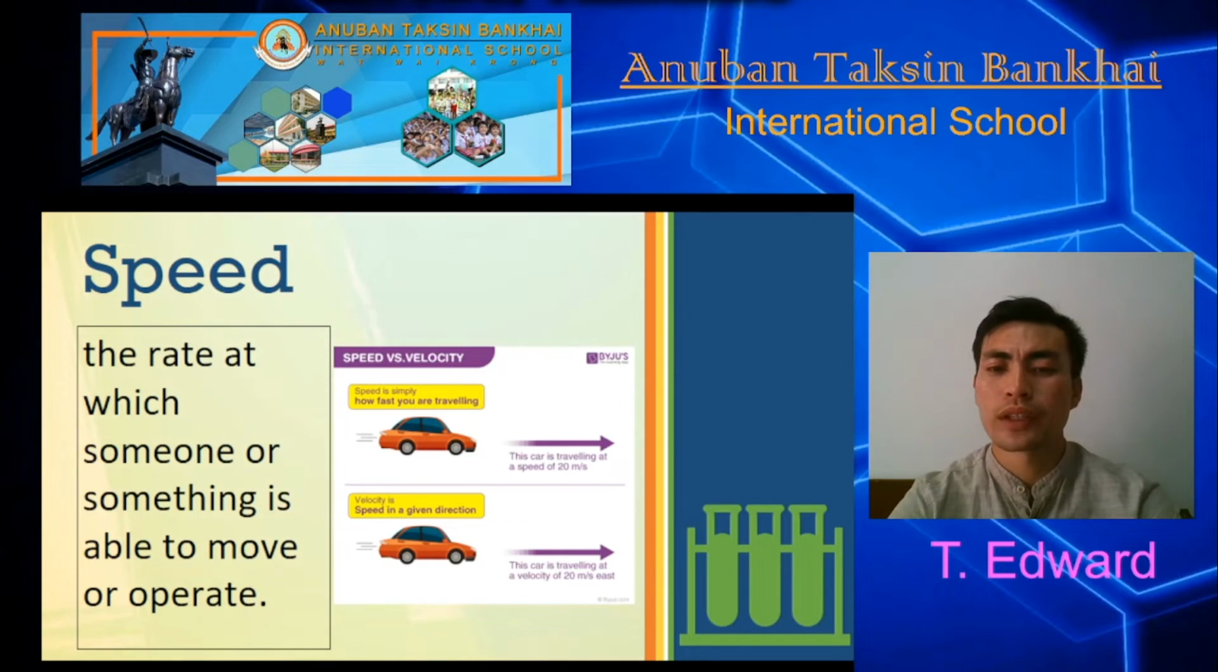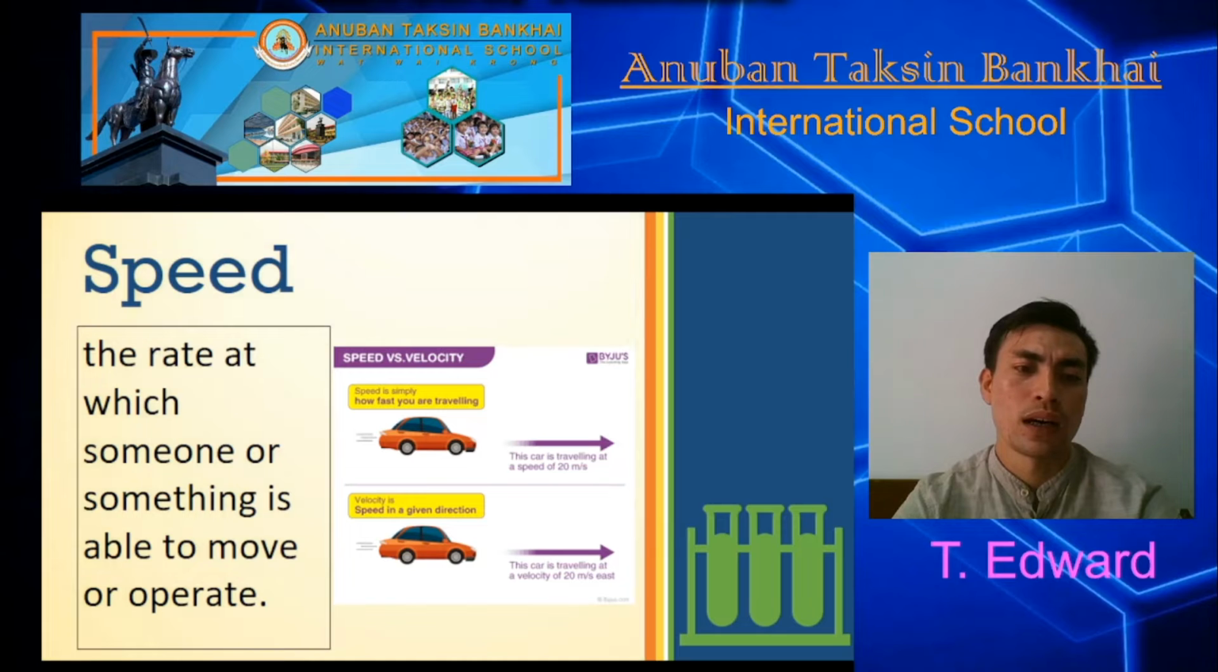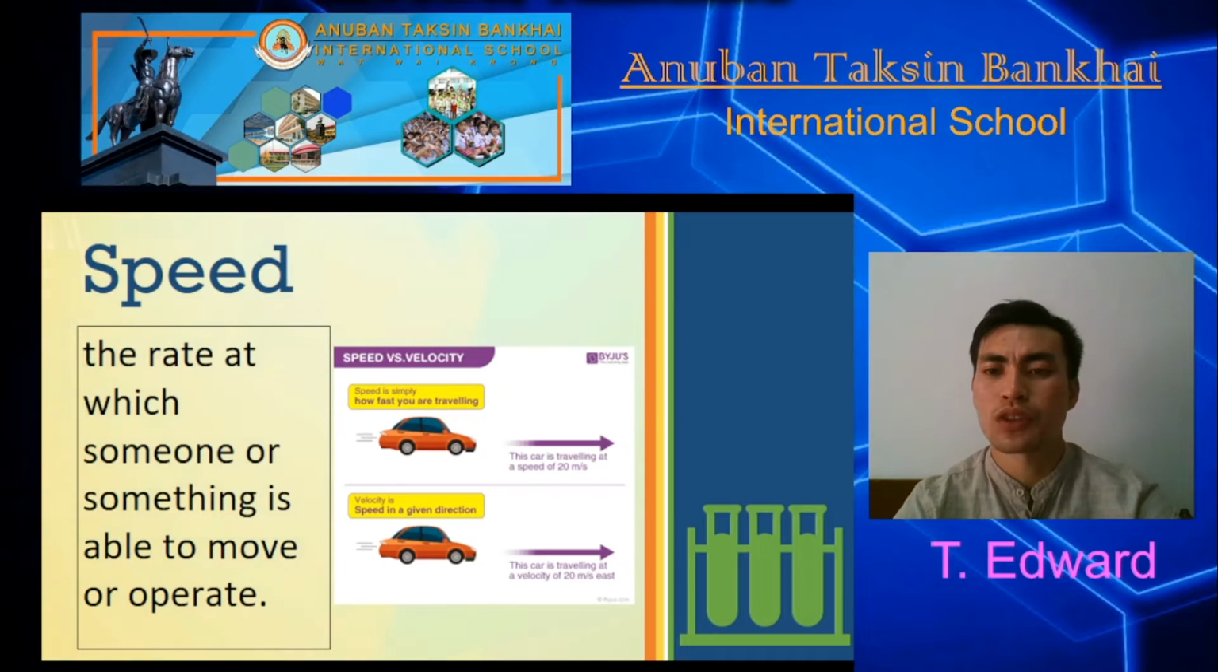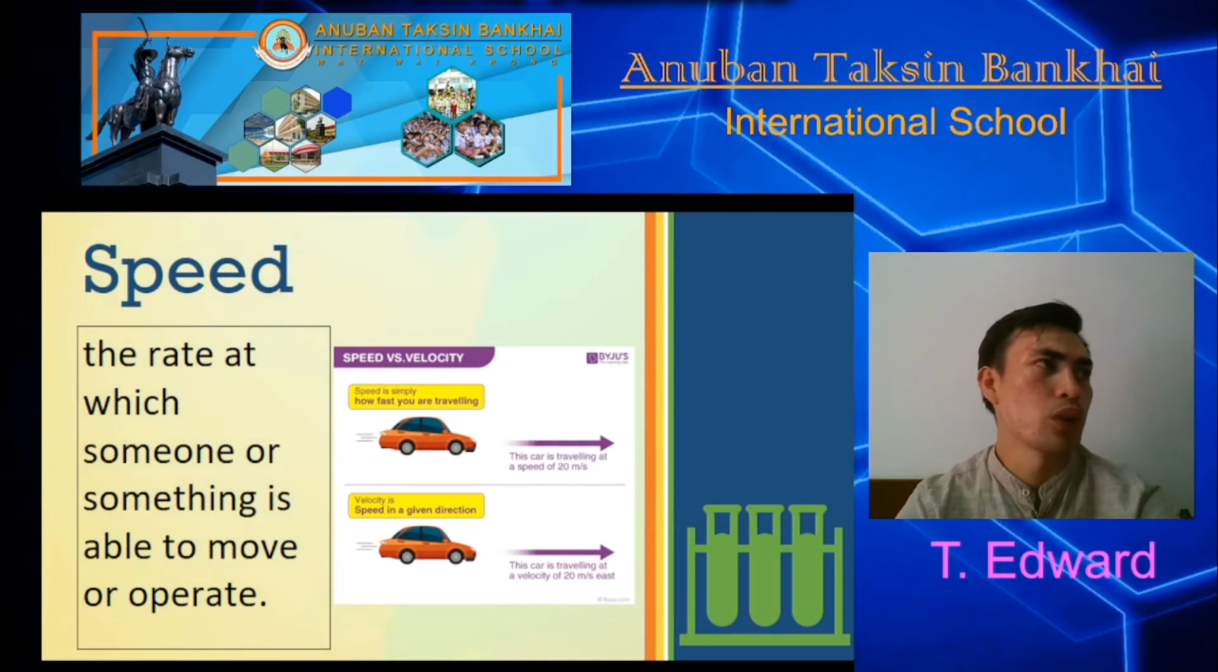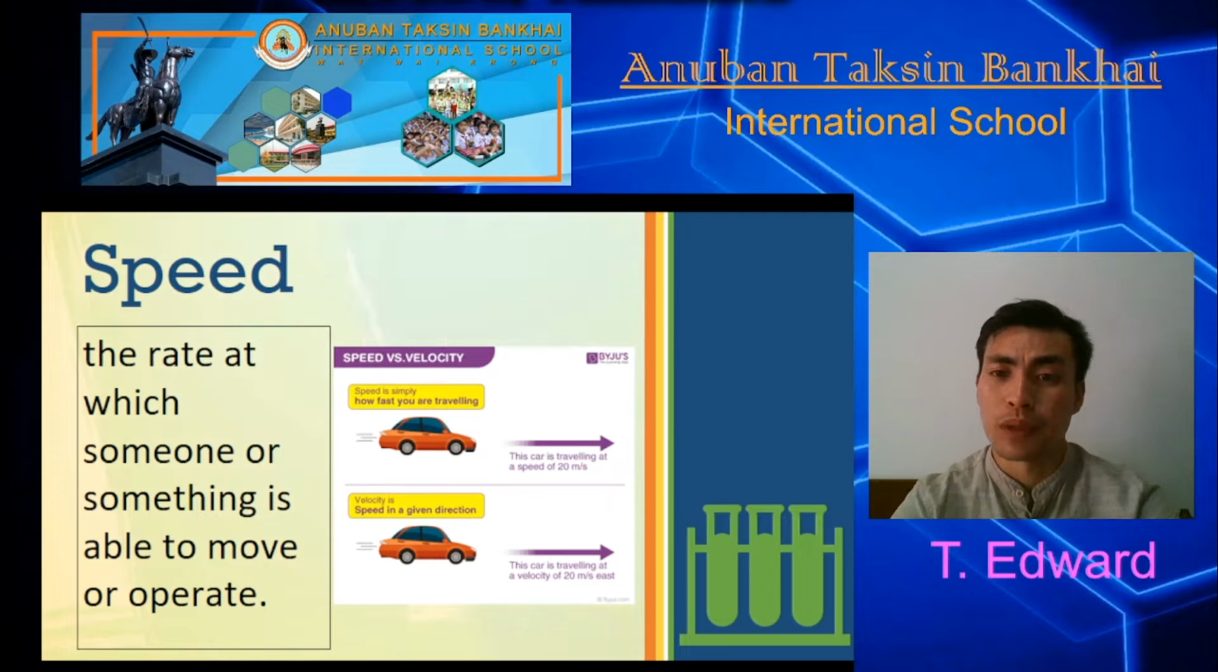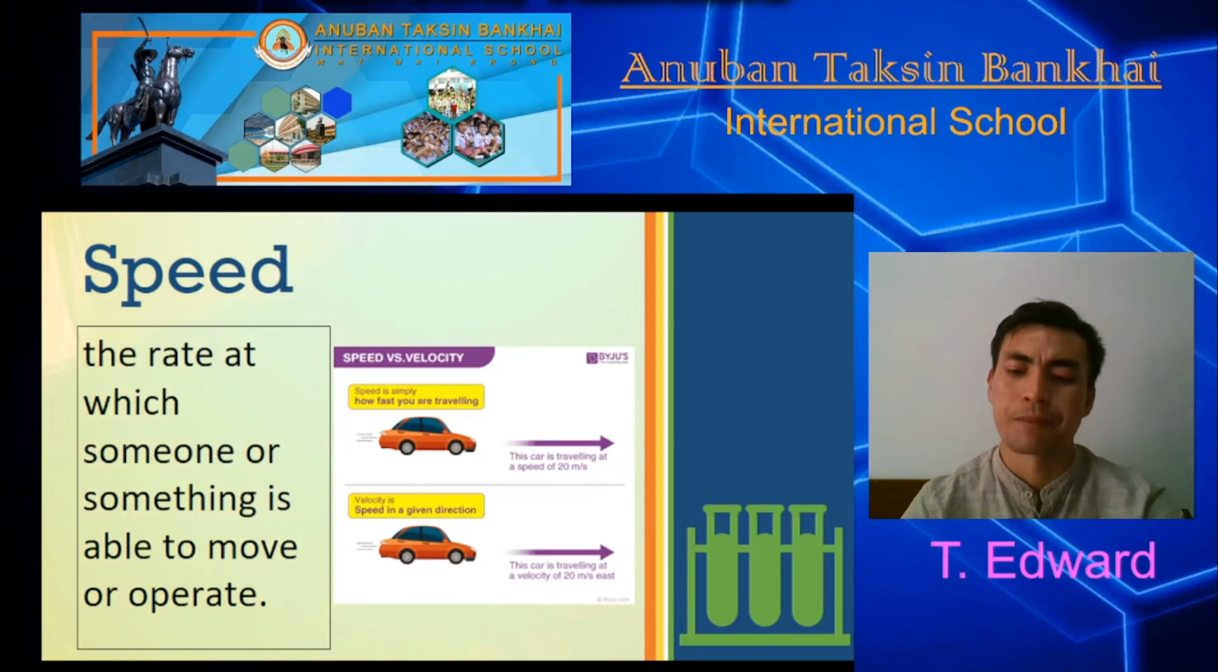The next word is speed. Speed is the rate at which someone or something is able to move or operate. For example, the car is traveling at a speed of 20 miles per second. So the 20 miles per second is the speed of the vehicle. When you are running, you have your speed. Also, when you ride a bike, there is a certain speed as well.